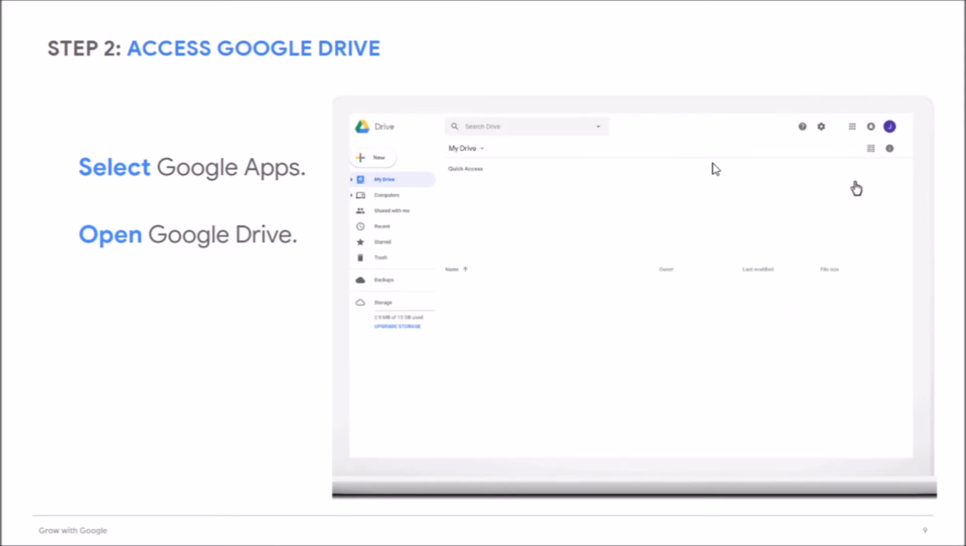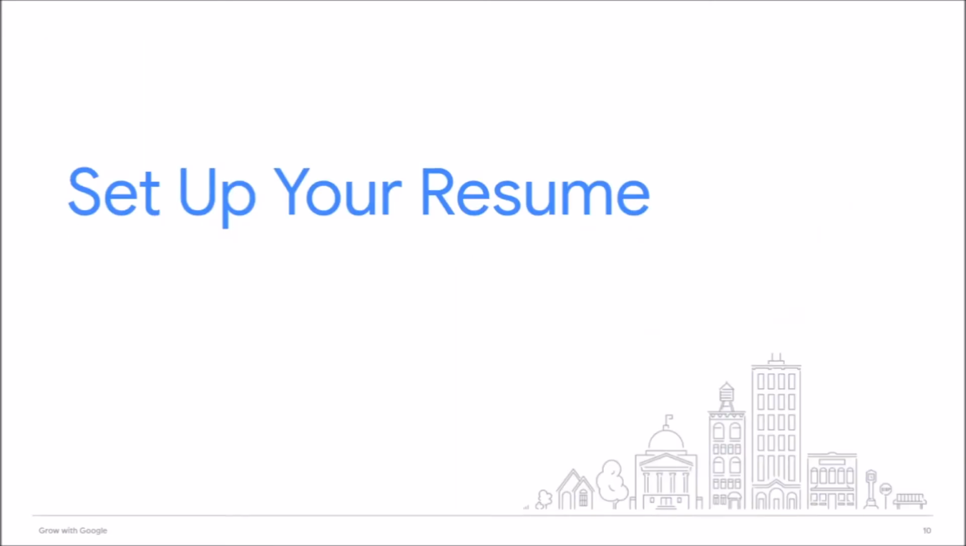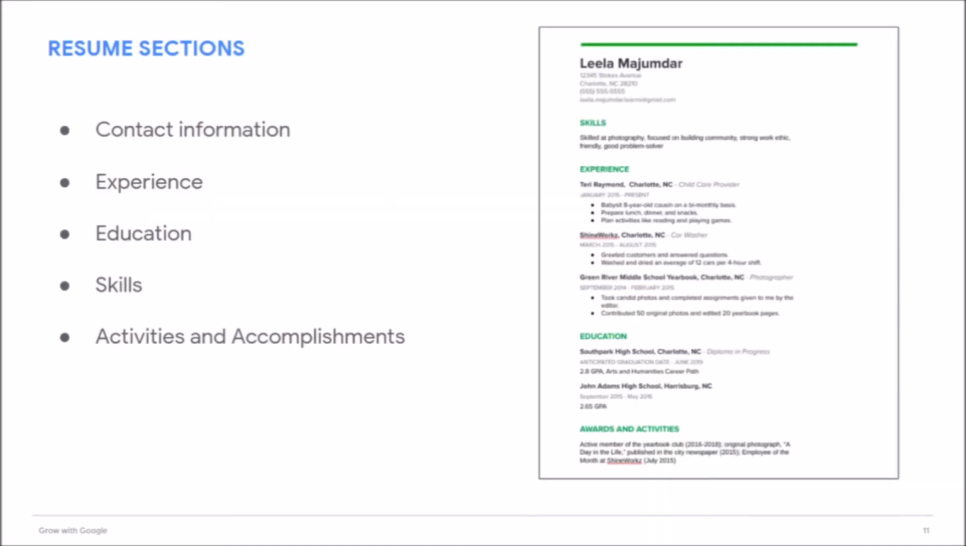A resume is a written document that highlights your education, work experience, activities, and skills. Most resumes include sections that contain this information. Resumes can be formatted in different ways, but most resumes will include similar information. A typical resume includes several sections, such as your contact information, work experience, education history, skills and abilities, and activities, awards, and accomplishments.